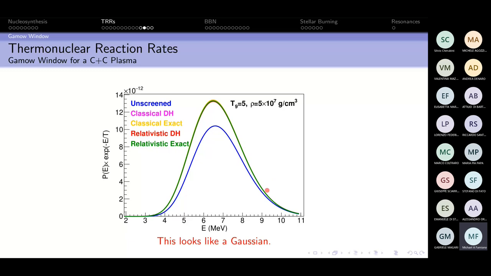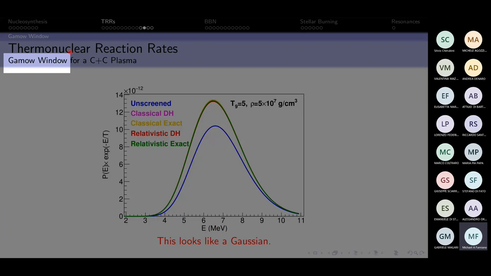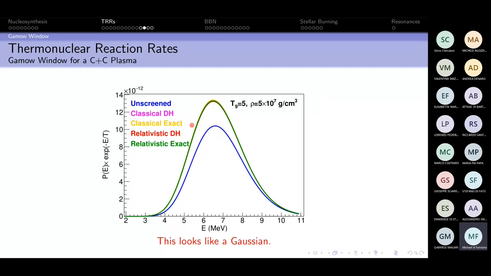By the way, this is important. This region where the rates are at a maximum is called the Gamow window, after the astrophysicist who thought about that. Okay. So absolutely, we can approximate that to a Gaussian. By the way, there's a couple other theoretical calculations here. Yes, question.